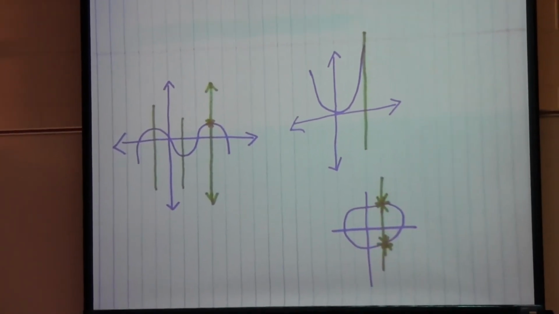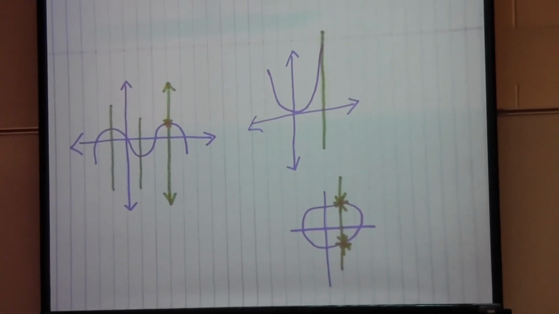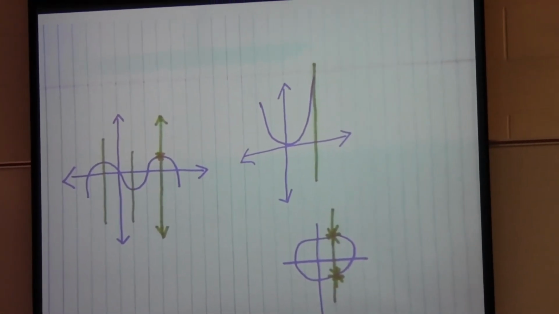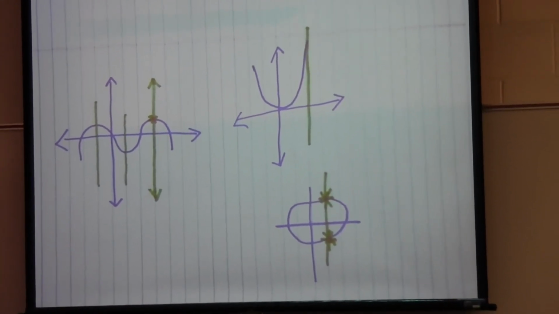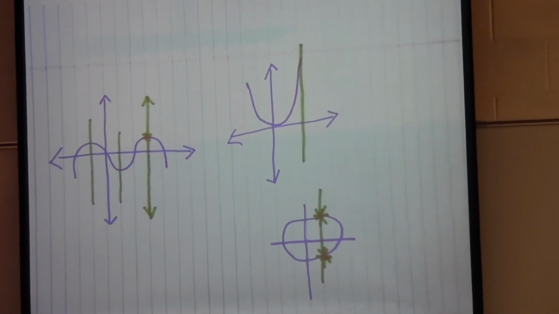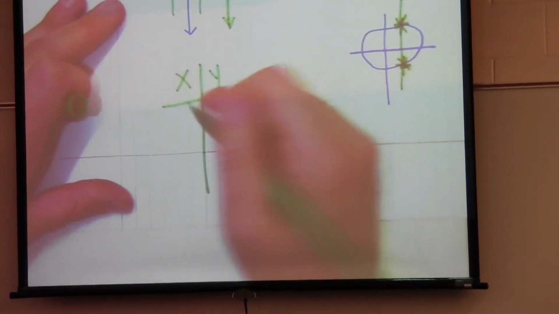So when you look at a table, if any of the x values are shared, it's not a function. And in your book, they're going to give you tables like that, and they're going to say, okay, looking at this table, is it a function?